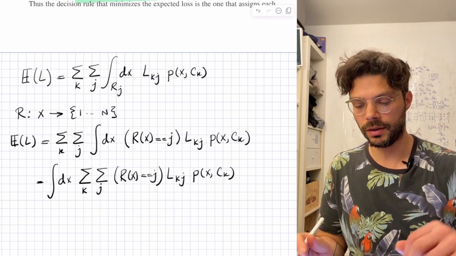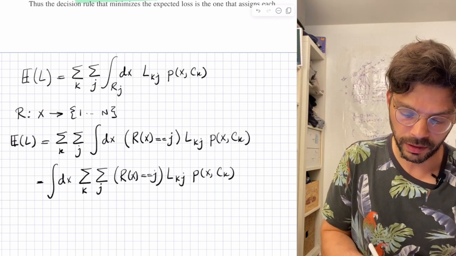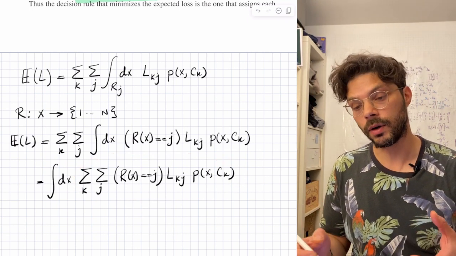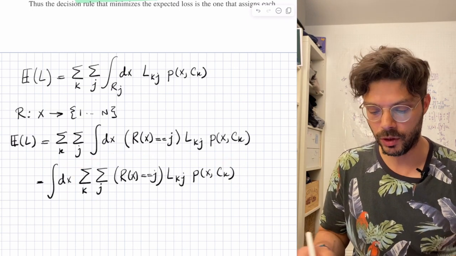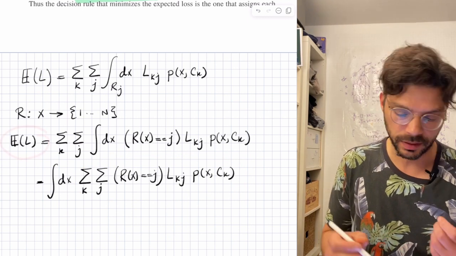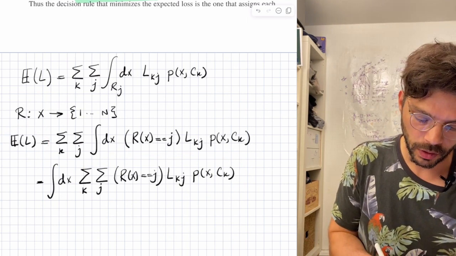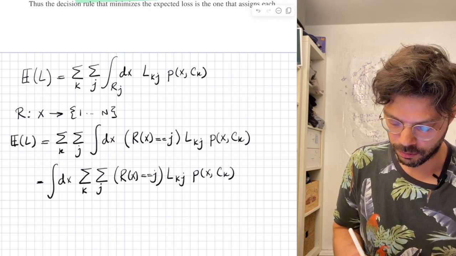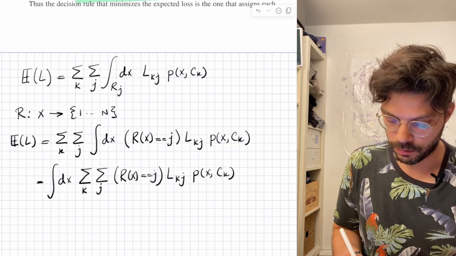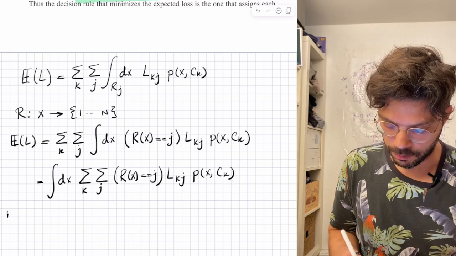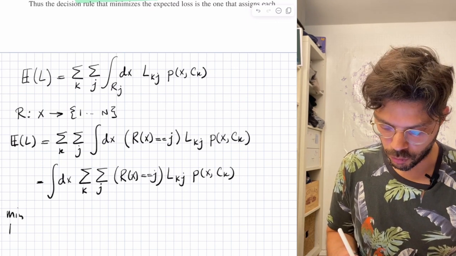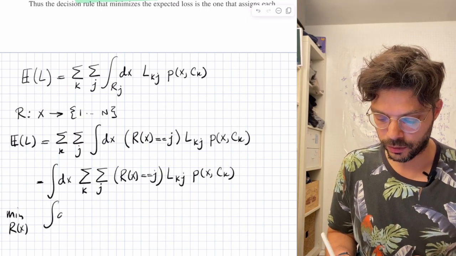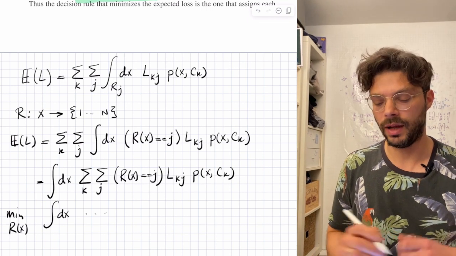Now our job is to minimize this, and we can do this pointwise. We want to minimize the expected loss, so let's write it out. We want to minimize over R(x) this whole integral dx. That's what we wanted to do.